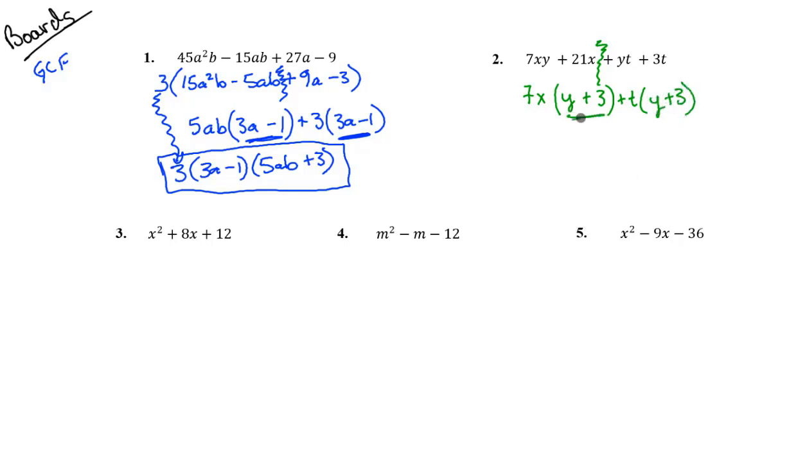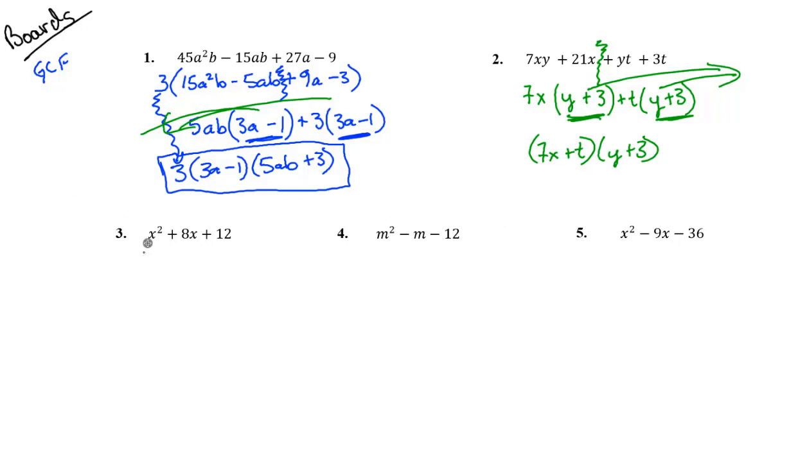Good, good. Now look, the y plus 3 is the same in both of them. Let's take it out to the right. And you can take it out either to the left or to the right. Doesn't matter. So we take out the y plus 3. And what's left is the 7x and the t. Excellent.